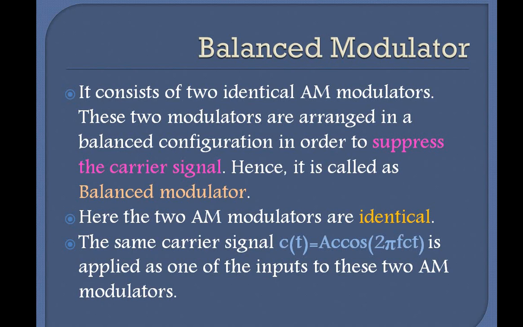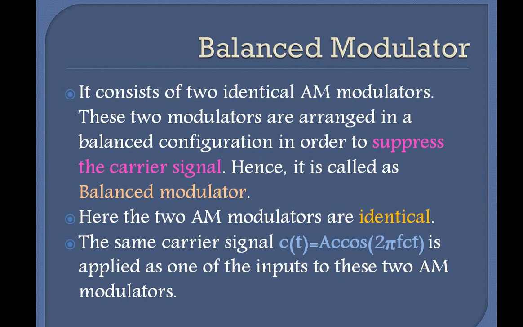In this balanced modulator we use two amplitude modulators, and these two are arranged in a balanced configuration so as to suppress the carrier signal. That's the reason we call it a balanced modulator. These two amplitude modulators should be identical. This is the important point: the two modulators we use here to generate DSB-SC should be identical.